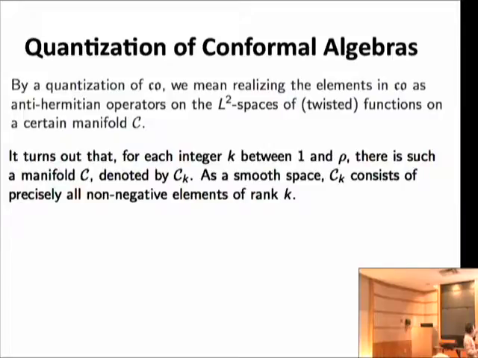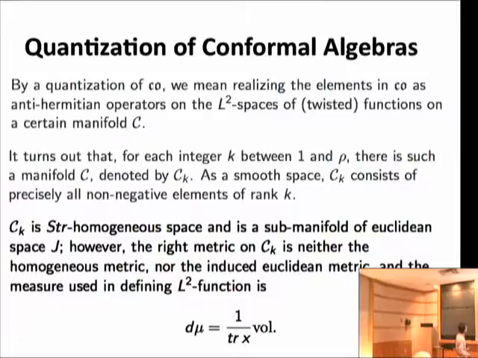So I put these elements together. It turns out they form a smooth space. Actually, they are a structure group homogeneous space. By the way, the Jordan algebra has something called the structure group, and each of these C_k has the structure group acting on it as a single orbit, so it's a homogeneous space. And since it's a subspace of the Euclidean Jordan algebra, which is a Euclidean space, it's also a submanifold of the Euclidean space J.